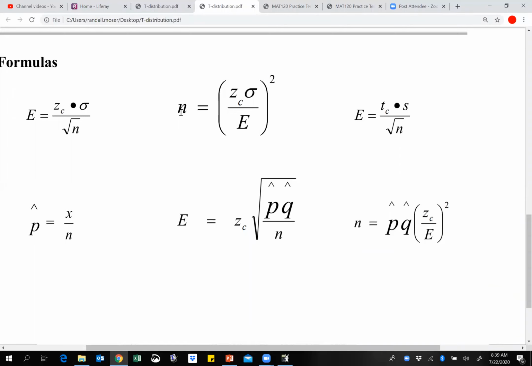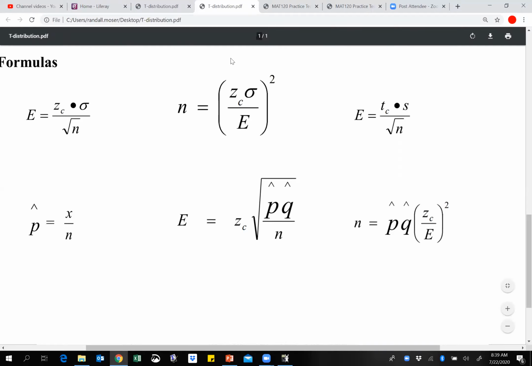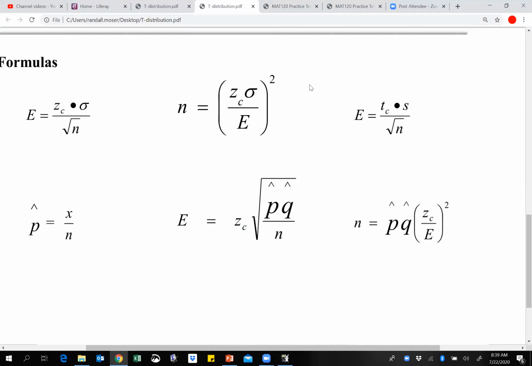So really, it boils down to, in terms of finding n, sigma will always be provided, e will always be provided, and typically what they will do is give you the confidence level, and we'll need to find ZC just like we did at the very beginning. To find the Z critical, you would do the inverse norm of 1 minus C divided by 2, comma 0, comma 1, and that can give you this value.